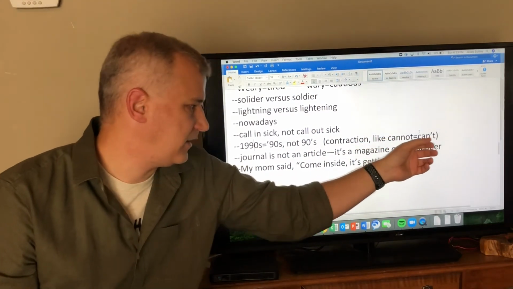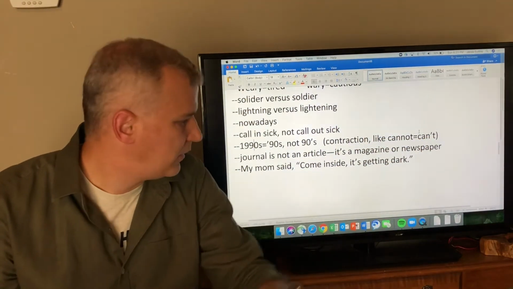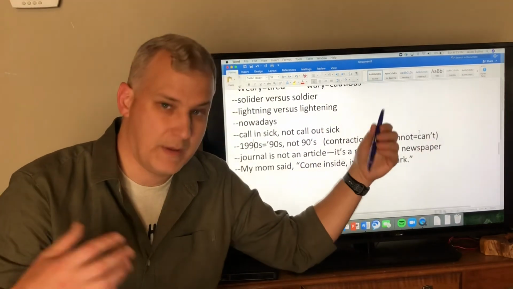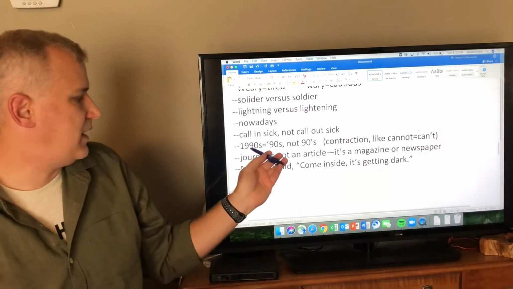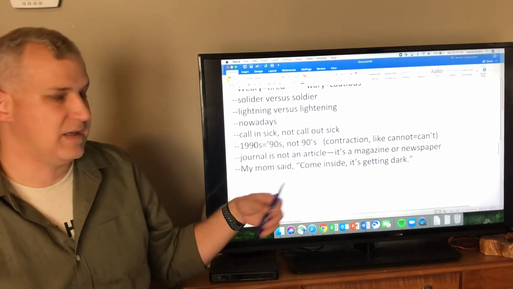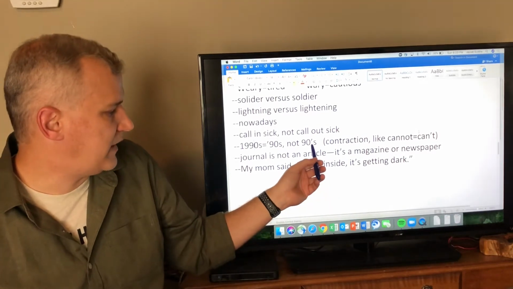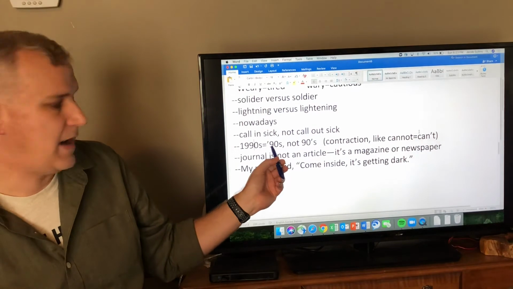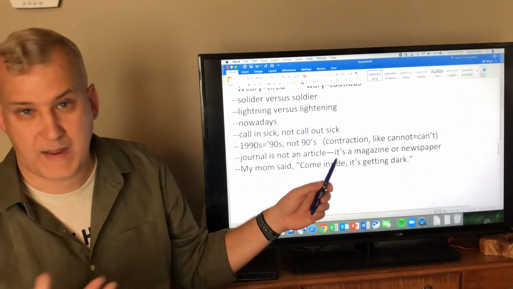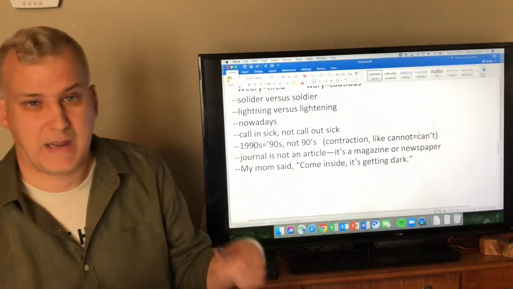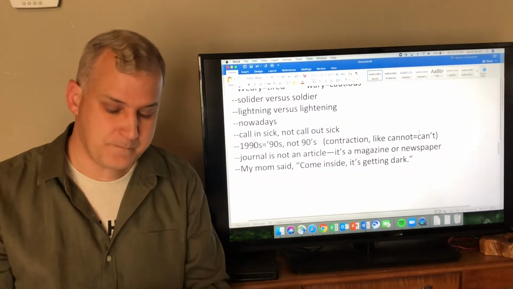Just like can't is the contraction of cannot. So the apostrophe here is taking the place of an N and an O that we've taken out. Same thing here. The apostrophe here is taking the place of the 19 that we took out. This apostrophe here would be a possessive, and that doesn't make any sense. So when you write 2000s or 2010s, the apostrophe goes where you took something out, where you contracted it.